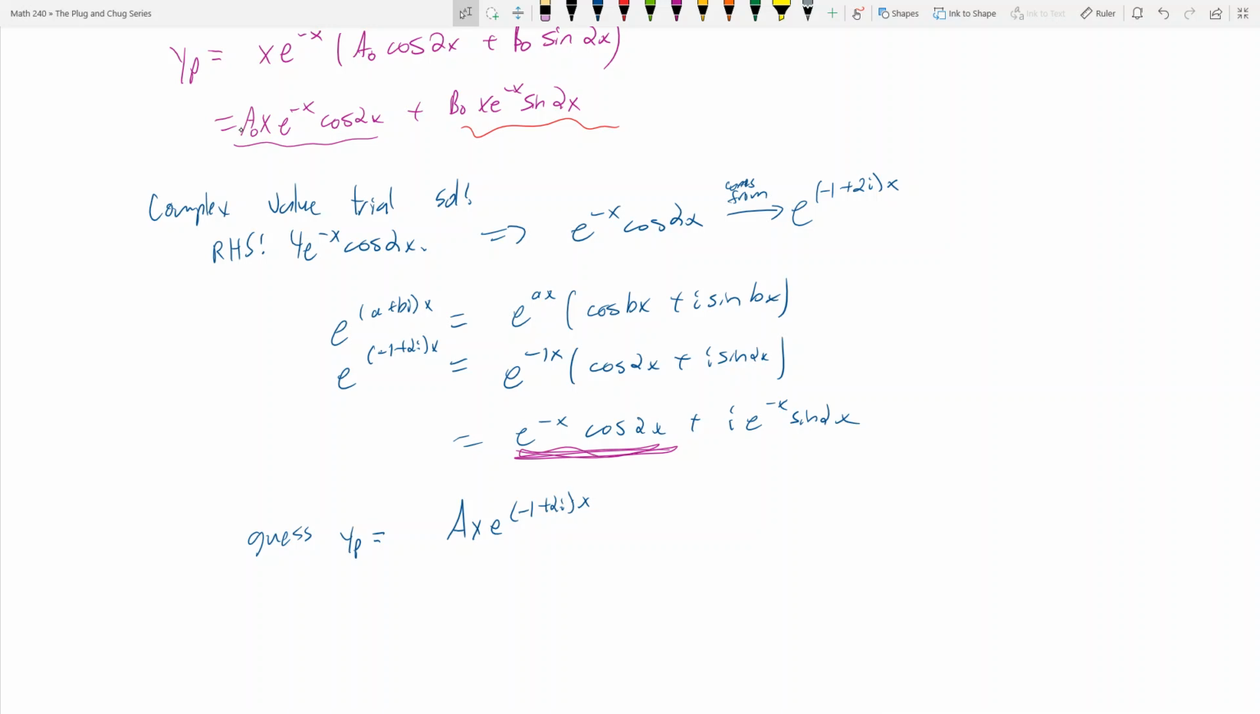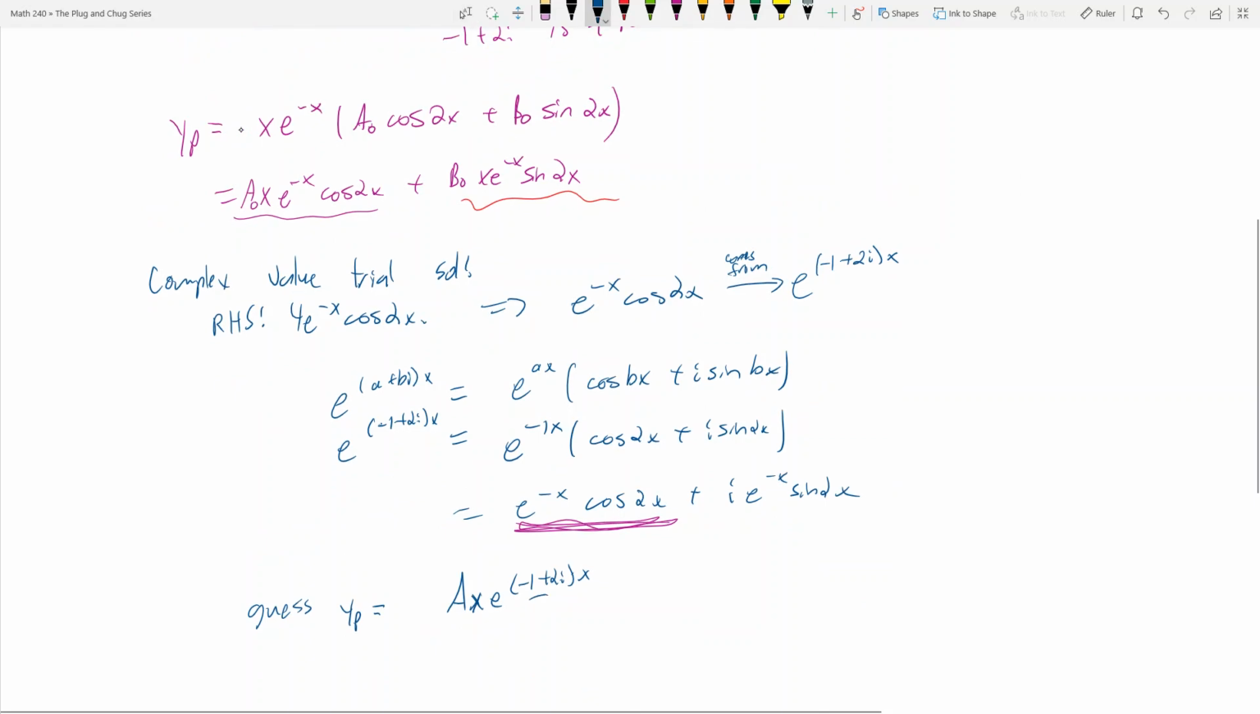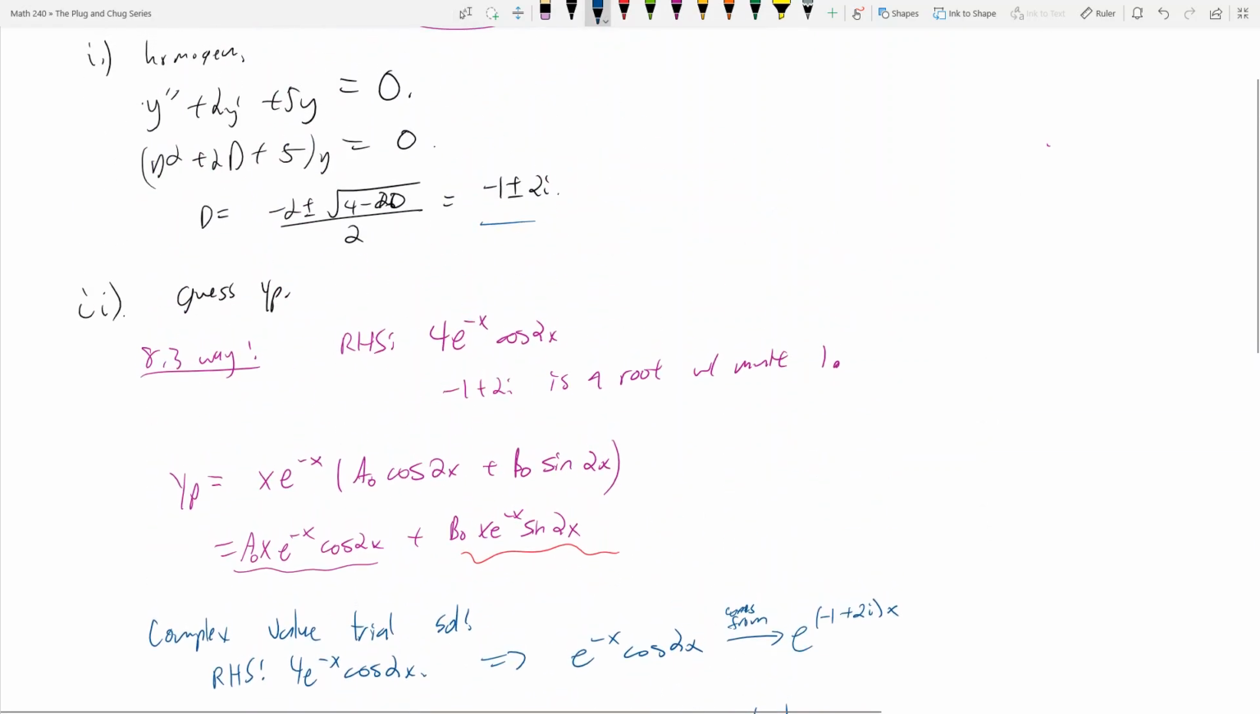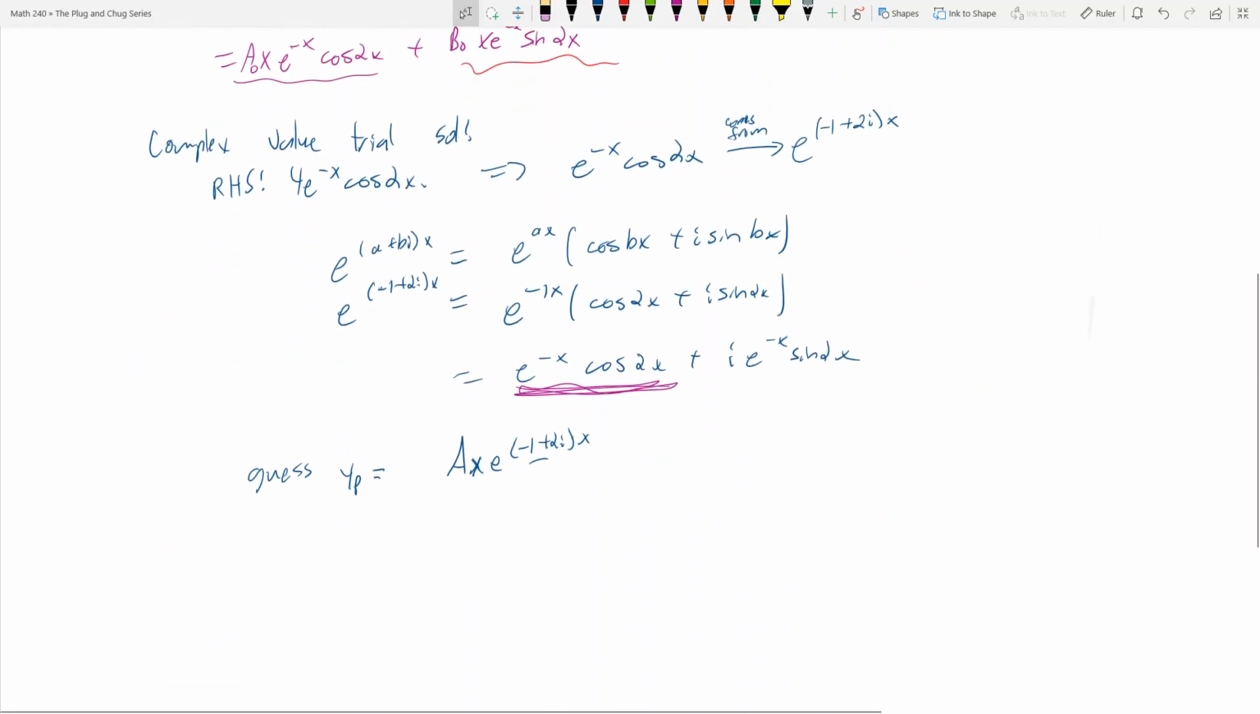So cool. We got our guess now. yp is equal to a x e to the (-1 + 2i)x. All right. And again, we have this extra x in here because -1 + 2i is a root. Okay, good. Now we take derivatives like usual.